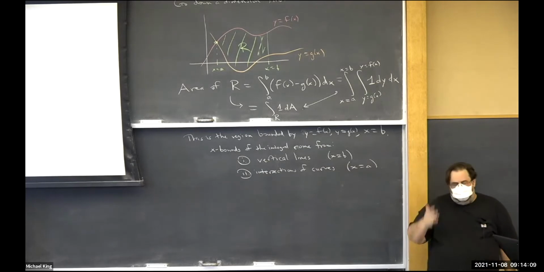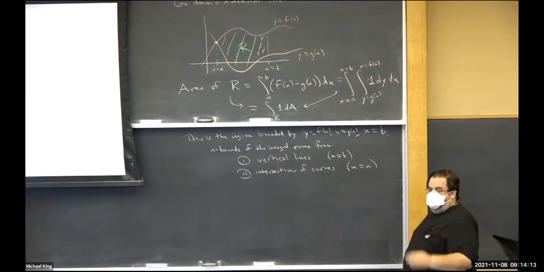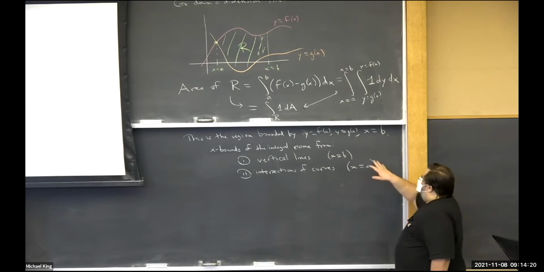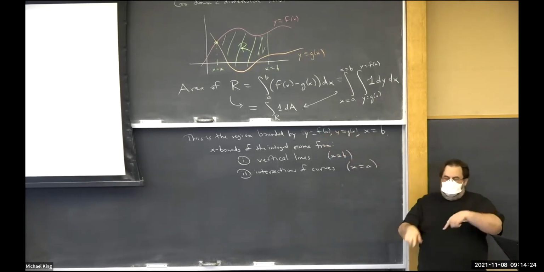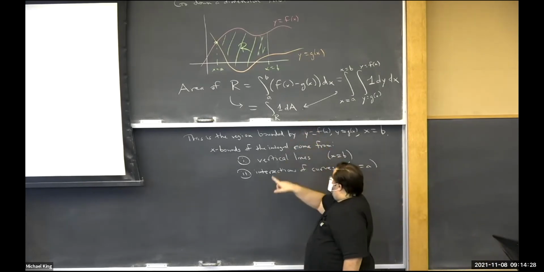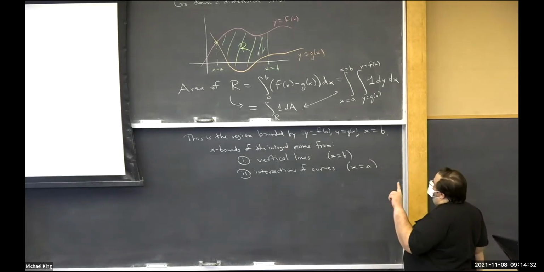I just want to make this point because when we go up a dimension, there's going to be something very similar. If I just give you the curves bounding the region, then if you have a vertical line, that's one of the bounds. The other way to find the bounds of the region is to intersect the two curves.